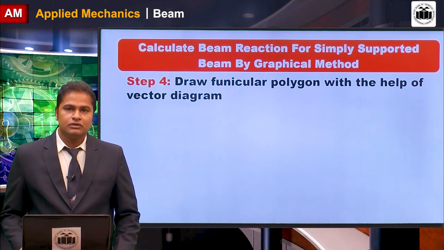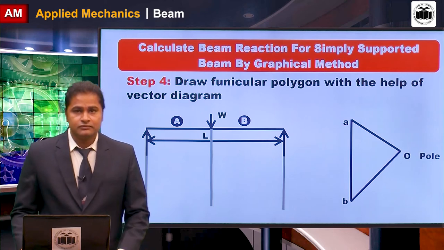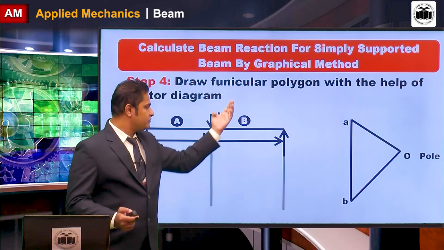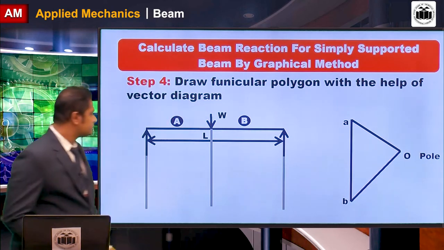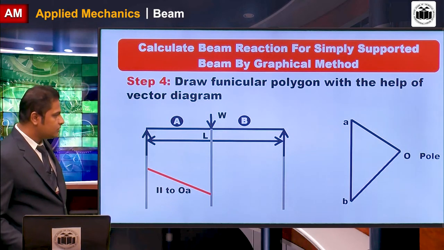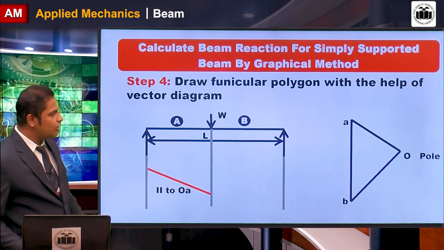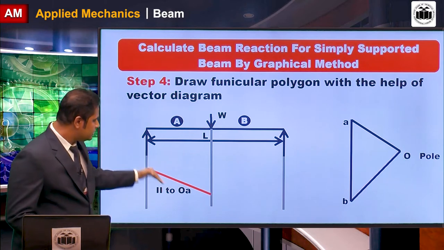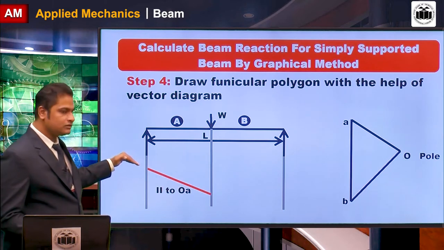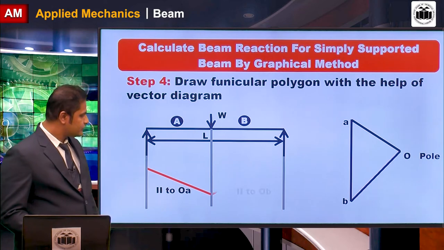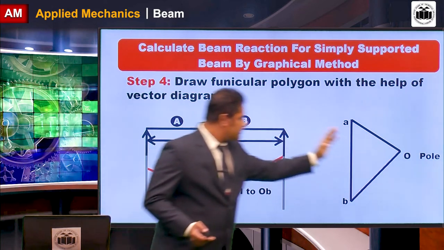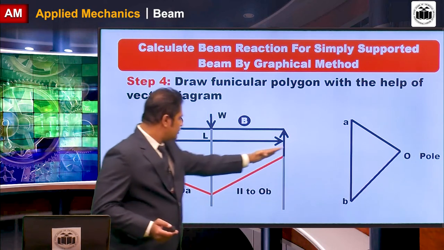Step 4, draw the funicular polygon with the help of the vector diagram. This is the loaded beam. This is region A and region B. This is the vector diagram. First of all, take a line parallel to OA and draw it in region A, it's this line. It is parallel to OA. Second, take the line parallel to OB and draw it here.